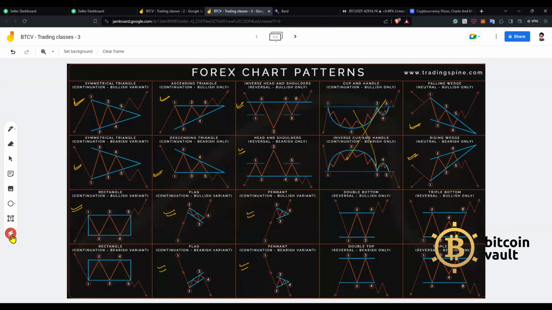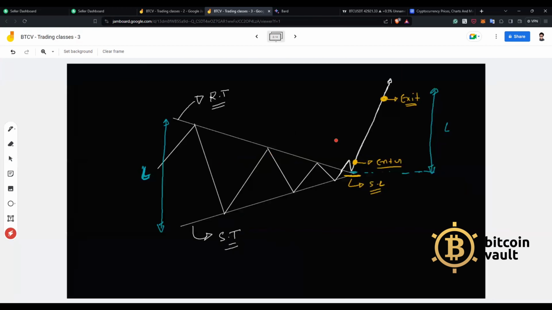So we did talk about this part actually, this one and this one, right? These are both similar. You can clearly see these are both symmetrical triangles. It's just that the first one is breaking on the upside and the second one is breaking on the downside. We discussed how to execute these trades, right? So we will wait for the retracement first. Once there is a retracement, then we are going to enter. Just before the retracement, we are going to put a stop loss.